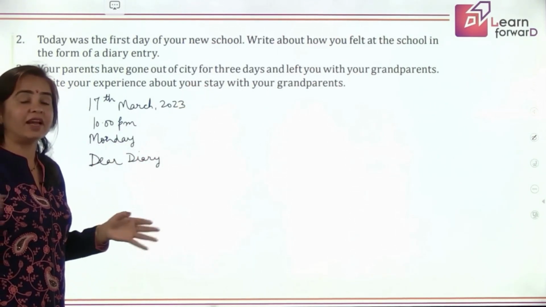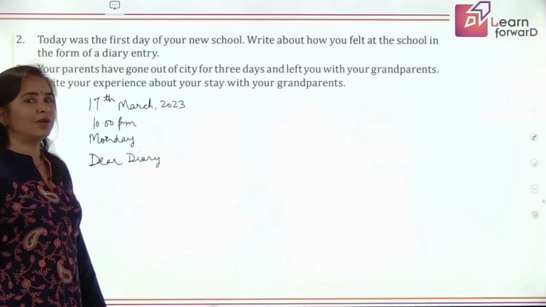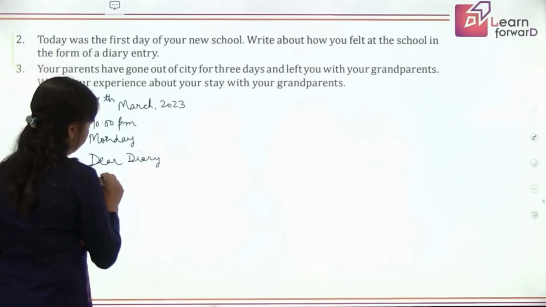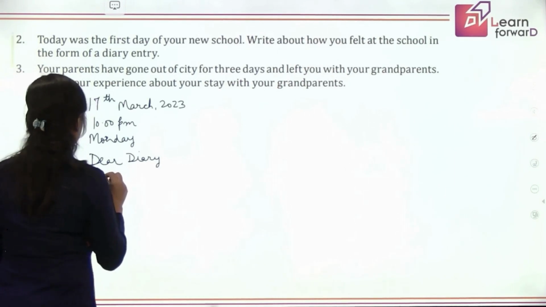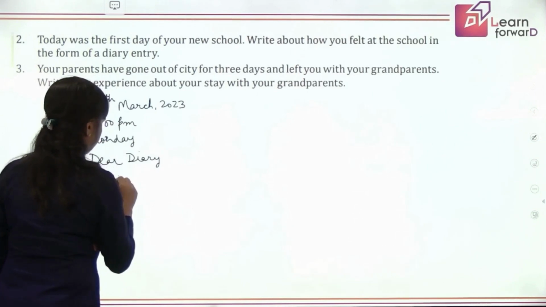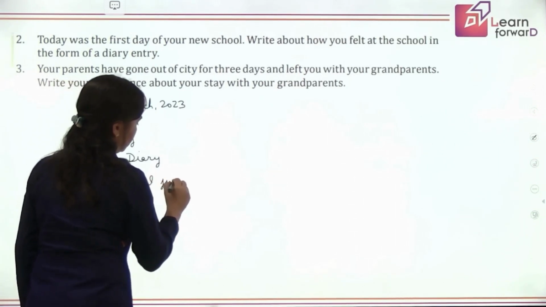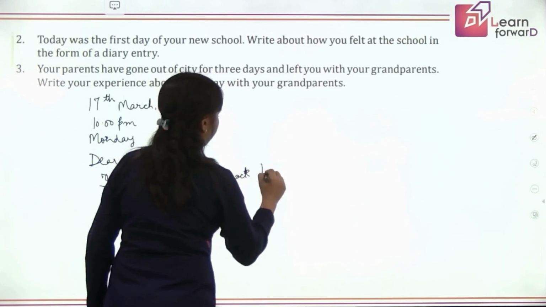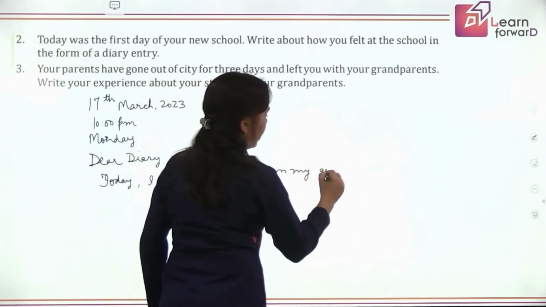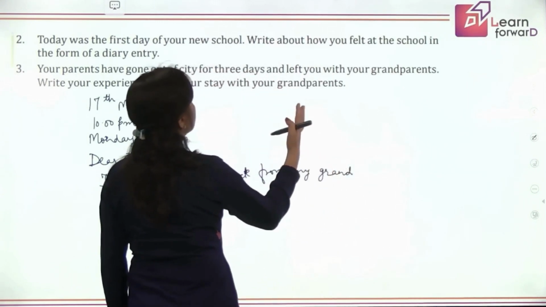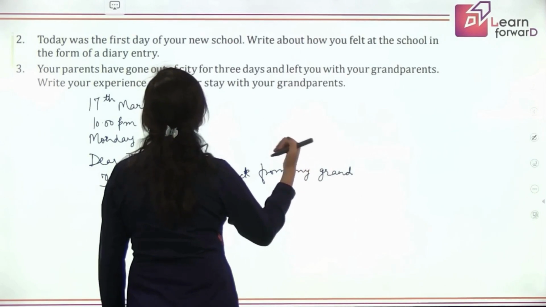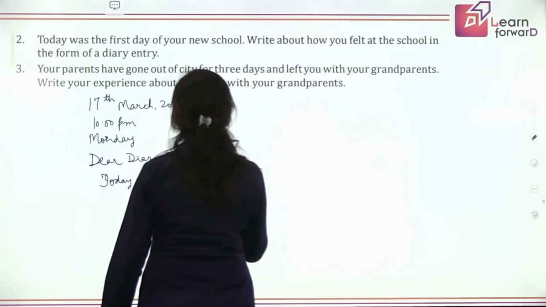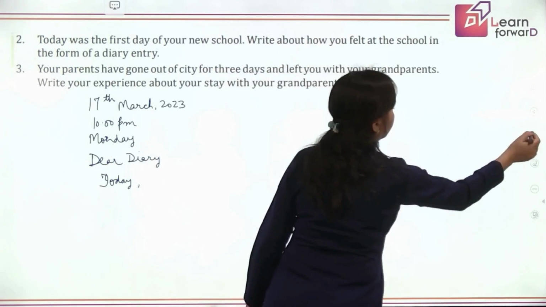I was super excited when I had to spend days with my grandparents because no restrictions, lot of love and care from them, pampering also. So today, I just came back from my grandparents. No, because your parents have gone out of the city, so you have spent the time with them, the same home. So we can do like this.